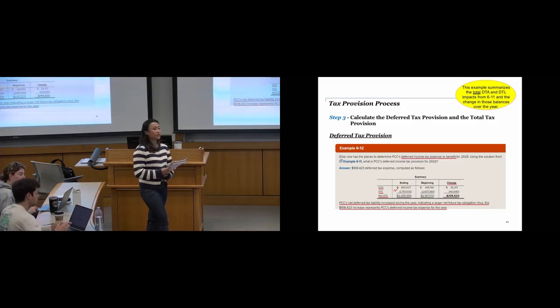And since that's an increase in a DTL, that reflects our deferred income tax expense for the year. An increase. Yes. Yeah, because I'm going to credit my liability to get that up. I'm going to debit the expense.